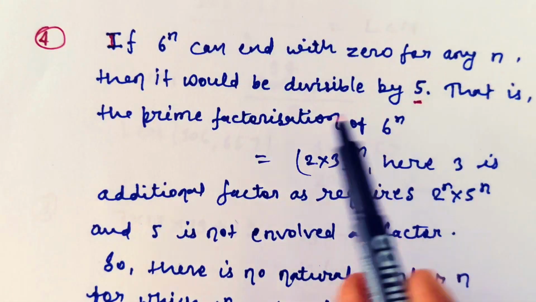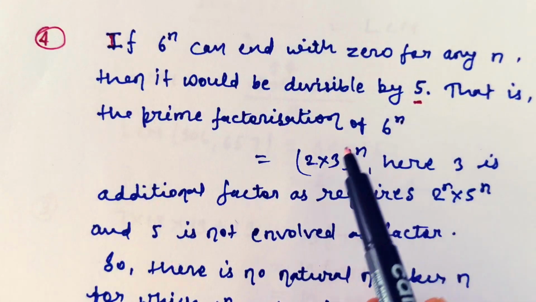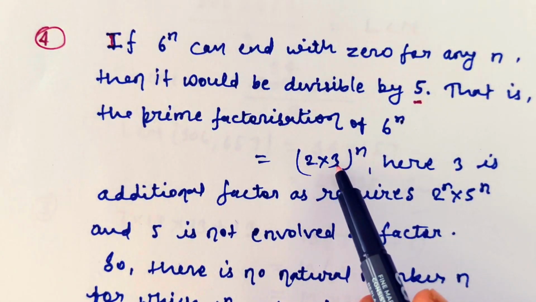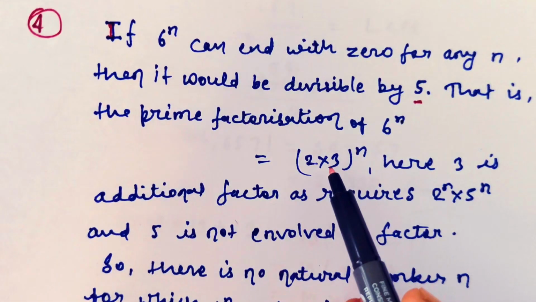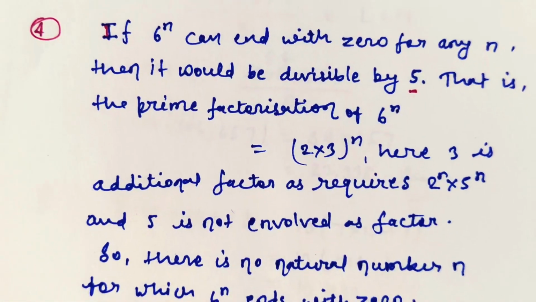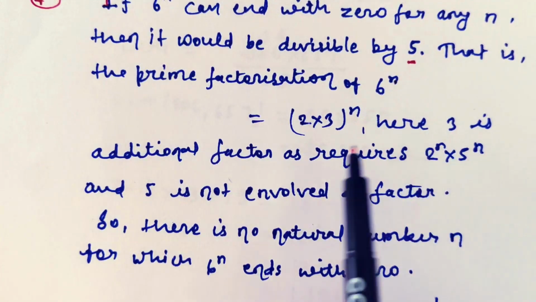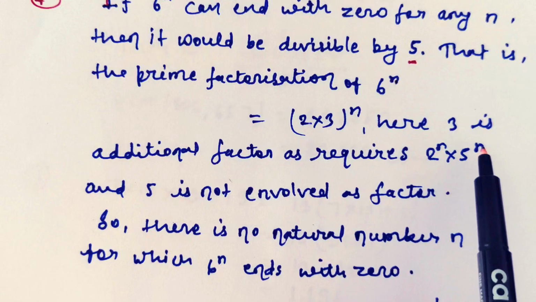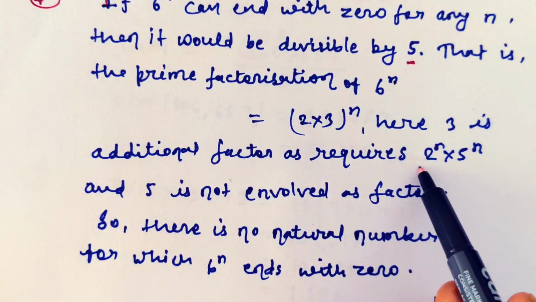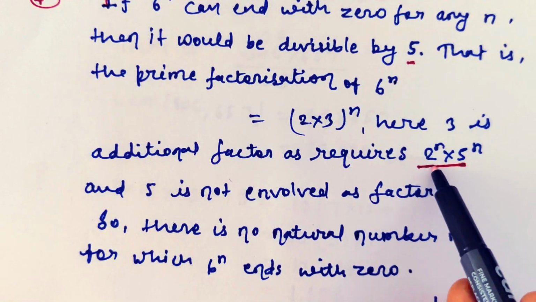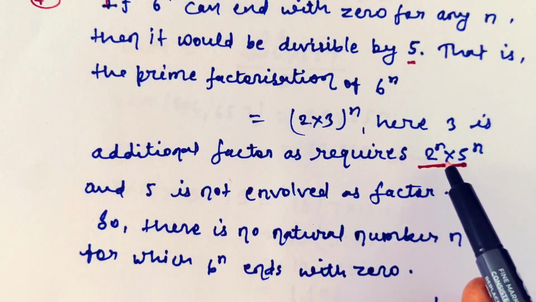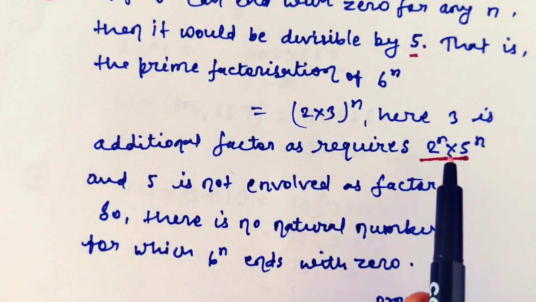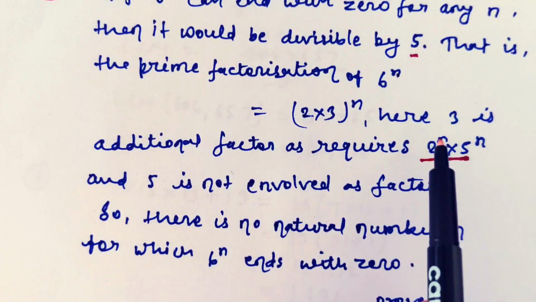Okay, that's all right. Now the prime factorization of 6 power n. That means you can get the factors of 6 as 2 into 3 power n. Are you looking here? 3 is the additional factor which is not divisible by 5 and cannot end with 0. So the required factorization is 2 to the power n into 5 to the power n. This is the actual format and structure for the divisibility of the factors of any number. Here we need 5 and 2.